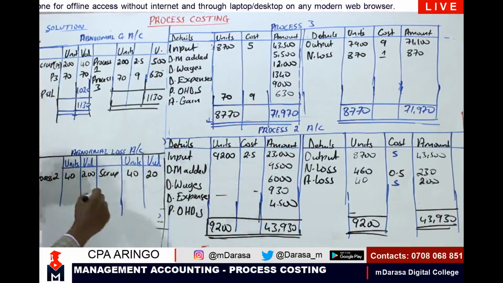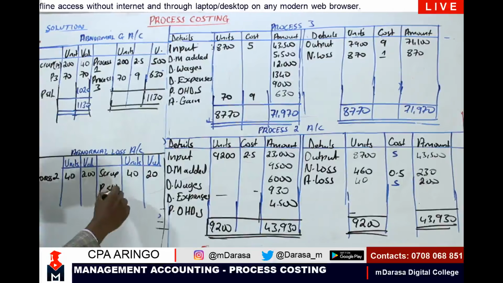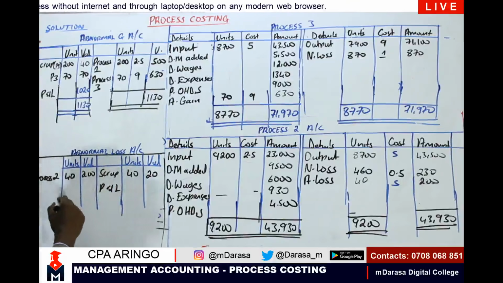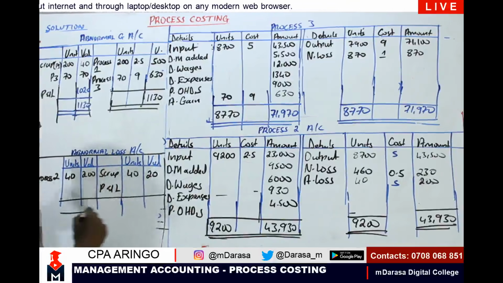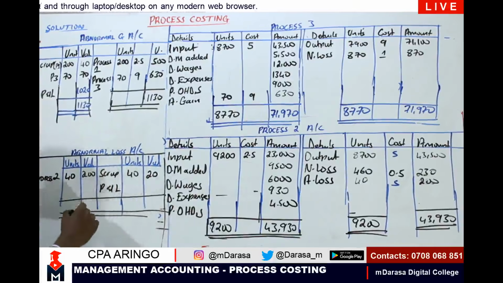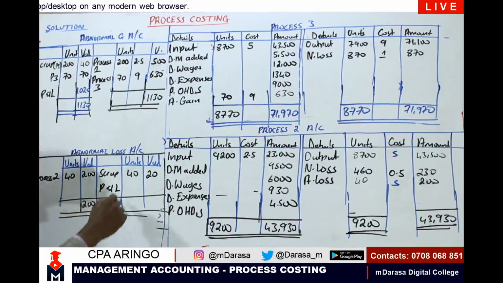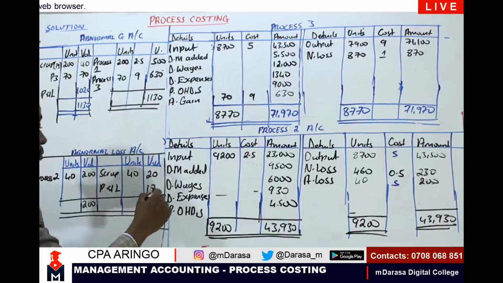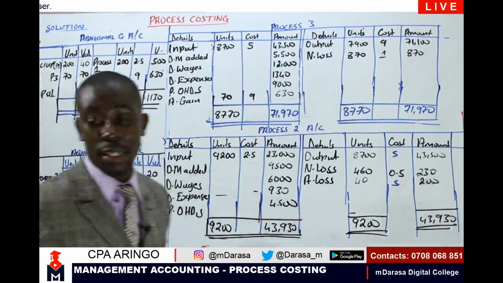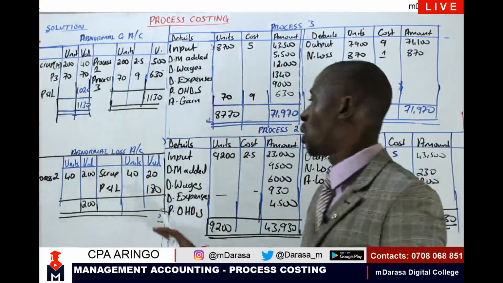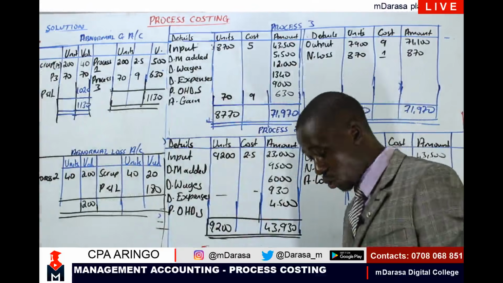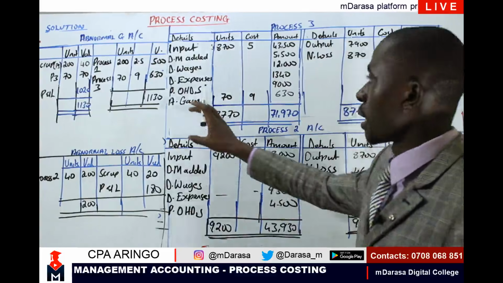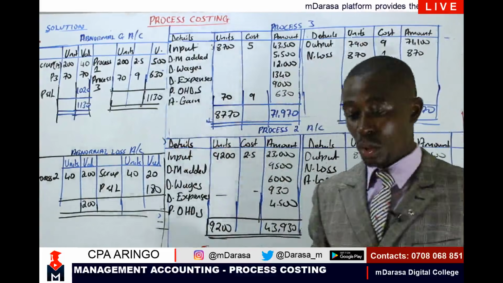So the difference should take us to P&L. How much is the difference? This should give us a 200 value, and that should be 200 minus 20. Ideally, that should give us 180 to P&L. So this is our abnormal loss account, and we've also looked at the abnormal gain account. That is what the examiner wanted you to prepare.